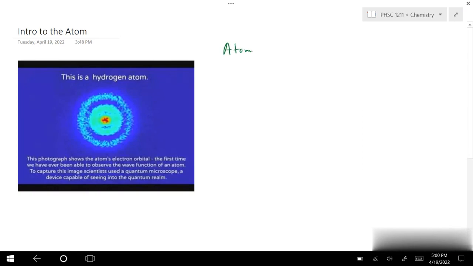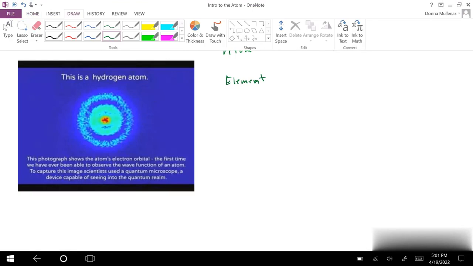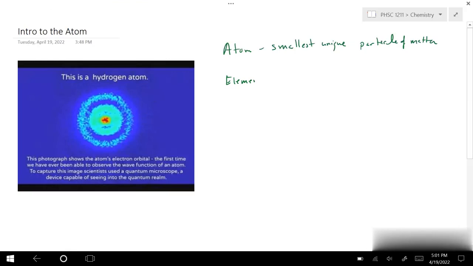So what is an atom? In general, what is an atom? This is the smallest unique particle of matter. Unique is going to be the key part there. So it's the simplest form of matter that we can have. And a lot of times we're going to refer to an element instead of atoms.